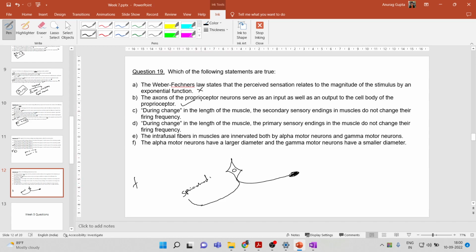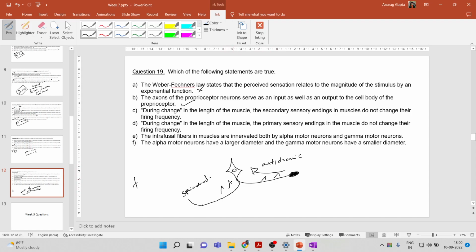So this is the correct answer because it gives input to the cell body. Whenever there's whatever modality this sensory ending senses, it'll start firing action potentials. So this conducts antidromically. This is called antidromic conduction, when the action potential travels in this direction towards the cell body. And so this is an input, and it also gives an output.